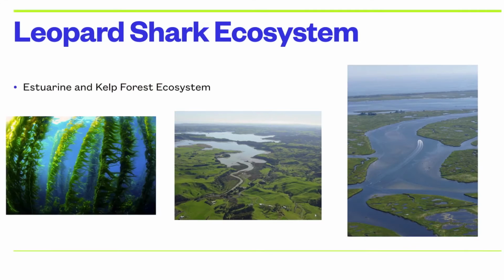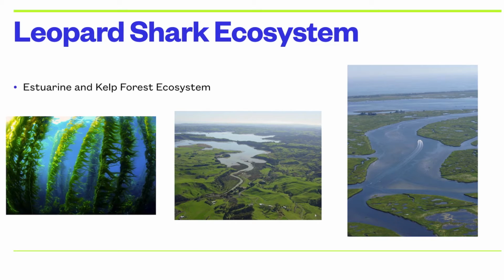My name is Erica De La Hair, and I'm doing the part on the leopard shark ecosystem. A leopard shark is usually found in an estuary, which is a place where a river or a stream opens into the sea. It is a partially enclosed coastal area of brackish water with one or more rivers or streams flowing into it, and with a free connection to the open sea.